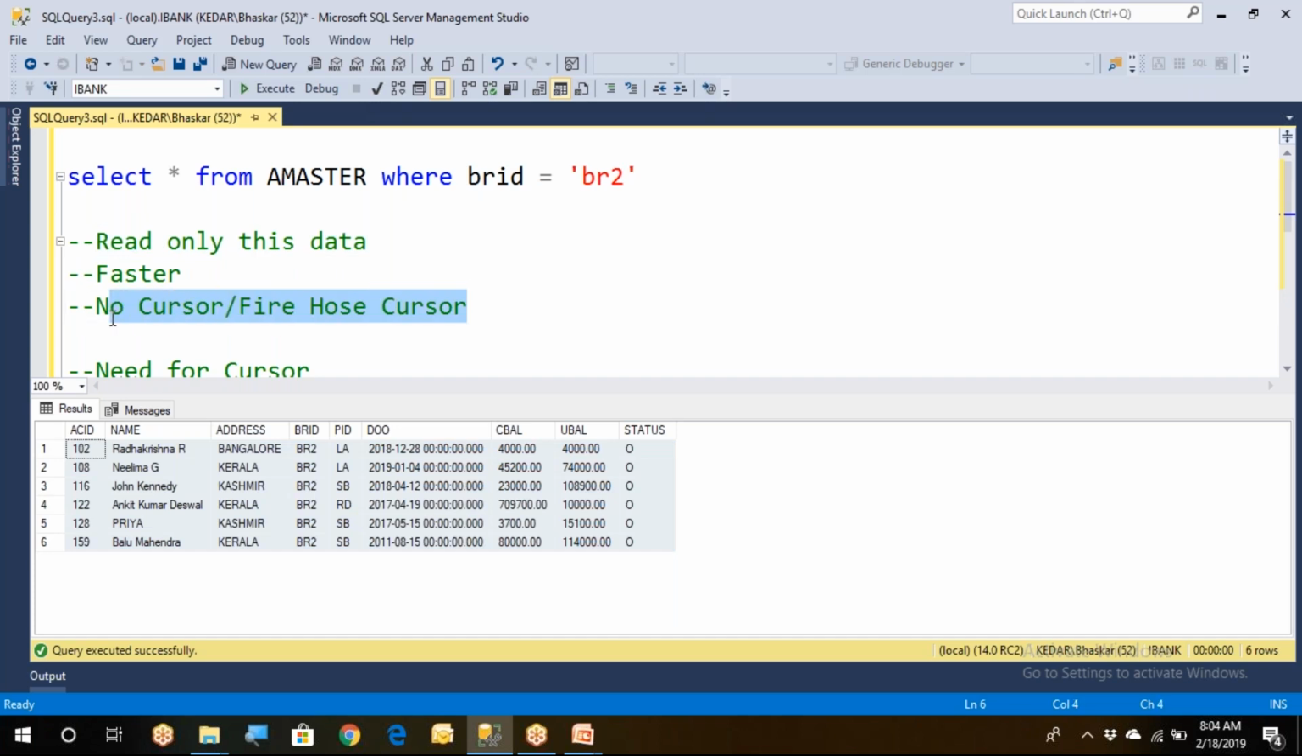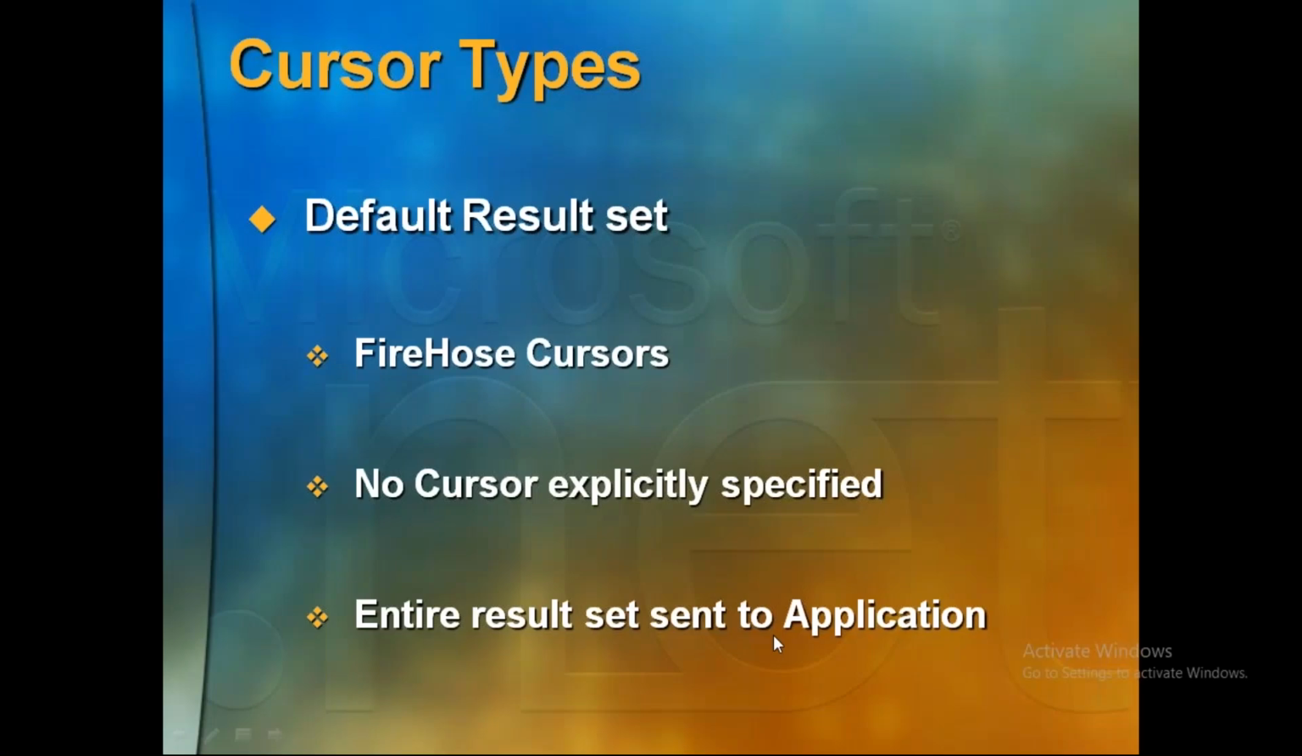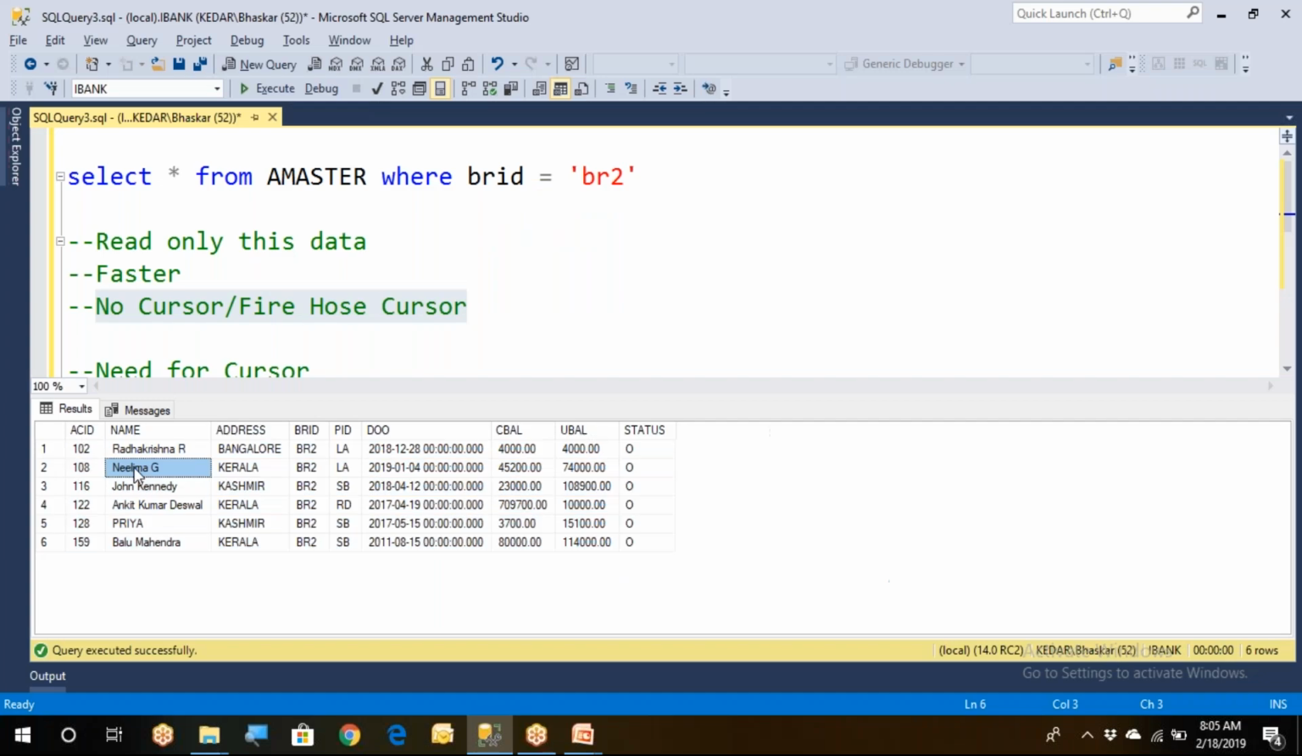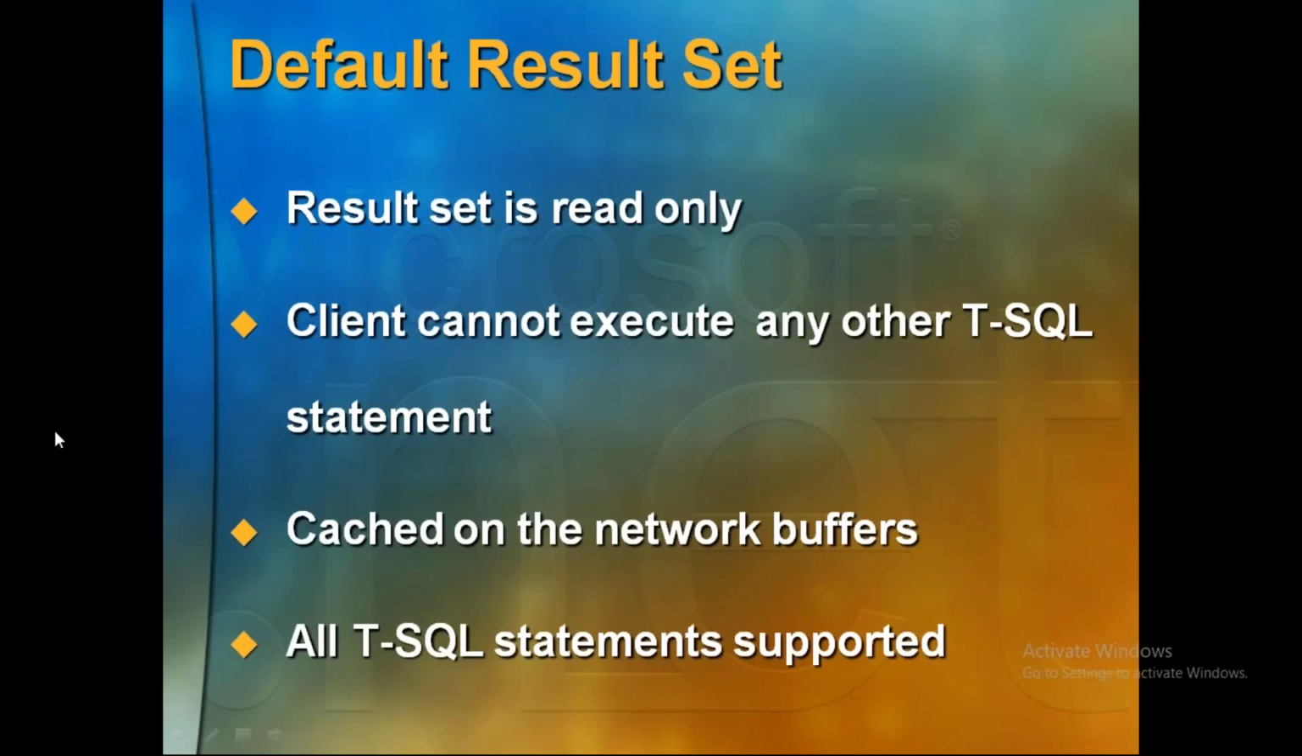No cursor is called a fire hose cursor. Clear? Entire result sets go into the application, Java, .NET, so whenever you have a front end and back end. The result set is read only. The client cannot execute any other SQL statements. I told you, right? When the data is given to the client, the client can only display it, it cannot do anything else. Client means Java application, .NET application.